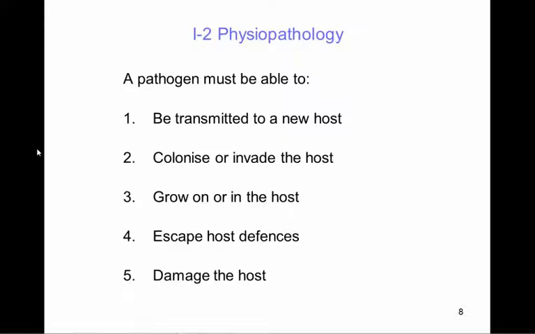So there's some kind of overlap here, right? But the first 3, these are to do with infection, and the 3, 4, and 5, these are to do with pathogenicity.